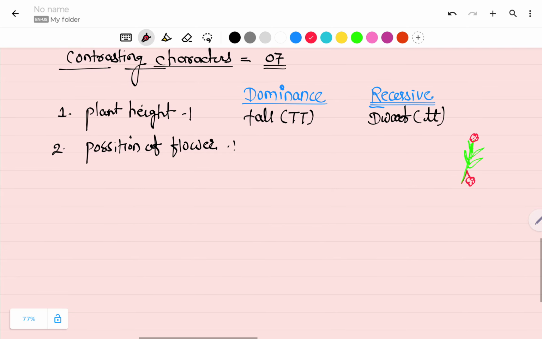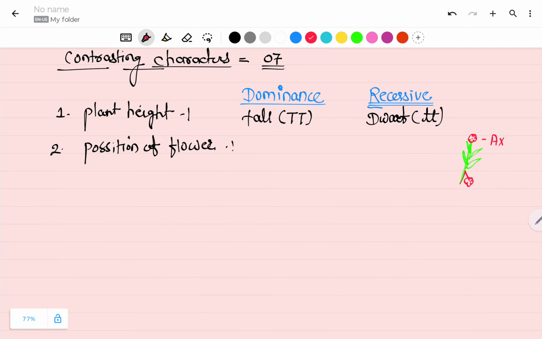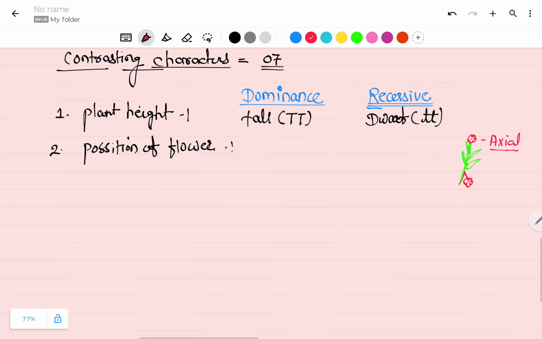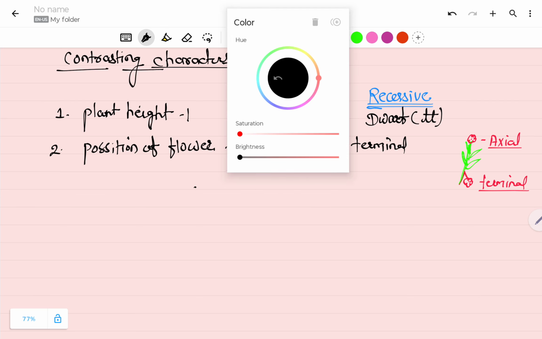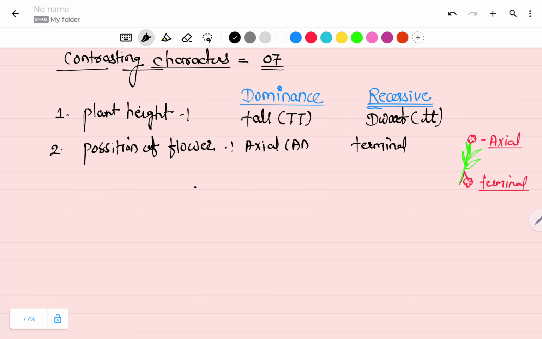So this upside flower is called what? Axial. And this downside flower is called what? Terminal. Okay, so on this basis, Mendel selected the position of the flower: axial, and second is terminal. Axial is represented as the capital A, and terminal is represented as the small a.